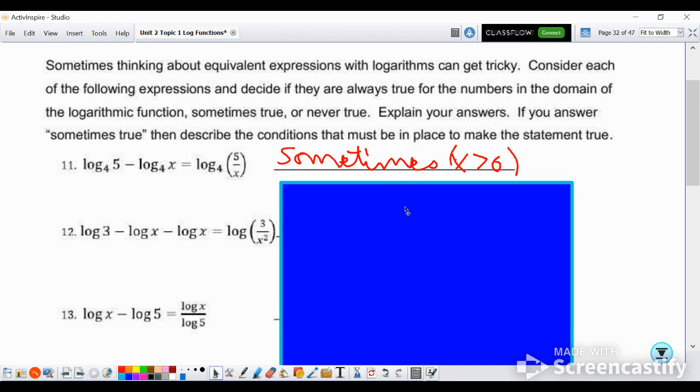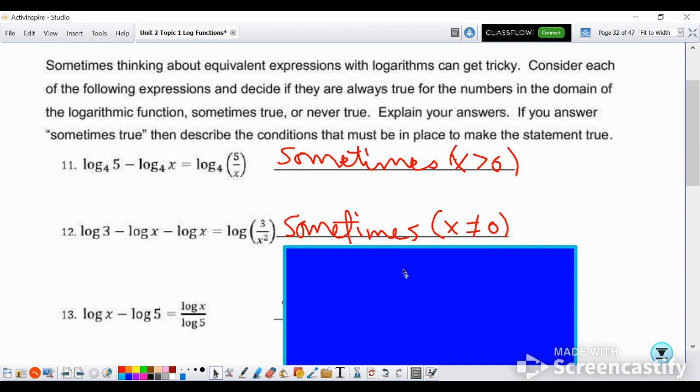For the next one, it says log. Now remember, there's no base there, so that's a common log. So it's all base 10, log 3 minus log x squared changes into log of 3 over x squared. So again, using the quotient rule, 3 would be in the numerator of the argument, and x times x would be in the denominator of the argument based on the quotient rule. And once again, we'd have to say that x would have to not be 0.